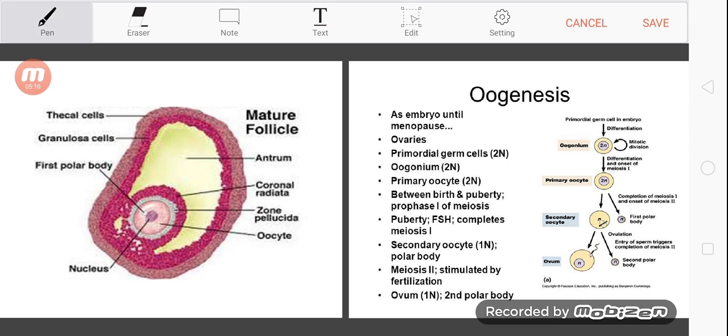This picture over here shows you the mature follicles. This is the oocyte, surrounded by follicle cells. Eventually, during follicle development, the follicle cells will multiply, eventually becoming the mature follicle. It looks like this. These mature follicles are right before ovulation.